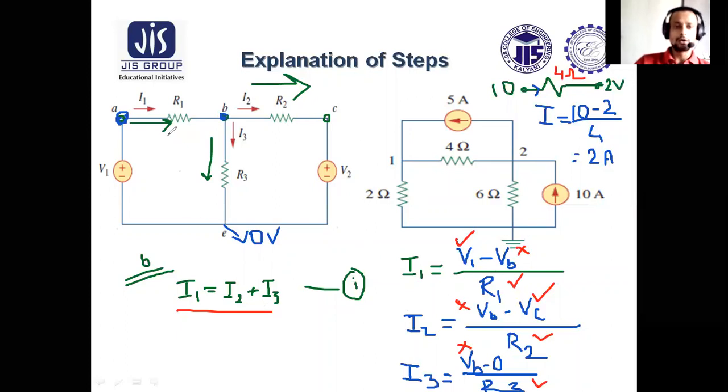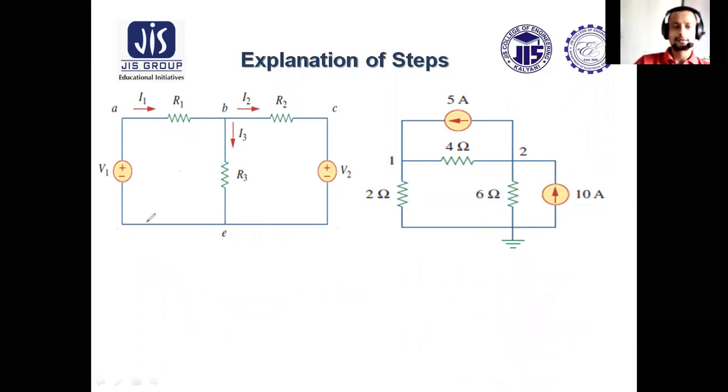Now if you are asked to determine the current through R3, once VB is known from this equation, current I3 can be calculated. VB by R3, R3 is known, VB is now known to us, so I3 can be calculated. Similarly, I2, I1 all could be calculated. So this is known as voltage nodal analysis method. Similarly, another problem is given with current source.